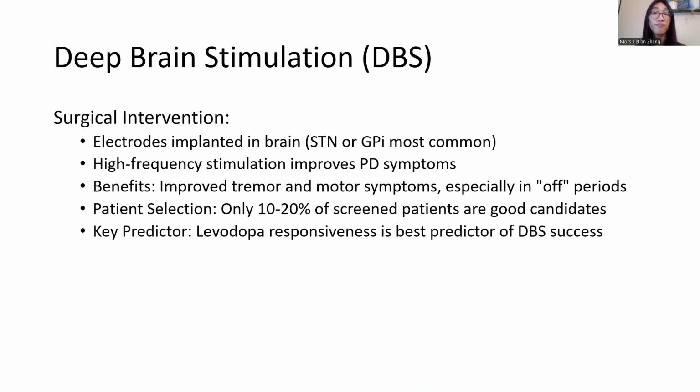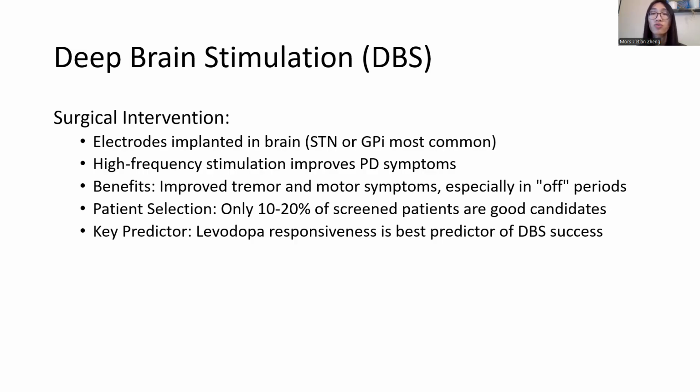Deep brain stimulation. This represents a significant surgical intervention for a carefully selected group. Only those selected will proceed with this treatment. The procedure involves implanting electrodes in the brain, most commonly in the subthalamic nucleus and globus pallidus internus, where high-frequency stimulation can improve Parkinson's disease symptoms. The benefits include improved tremor and motor symptoms, especially during off periods when medications aren't working as well.